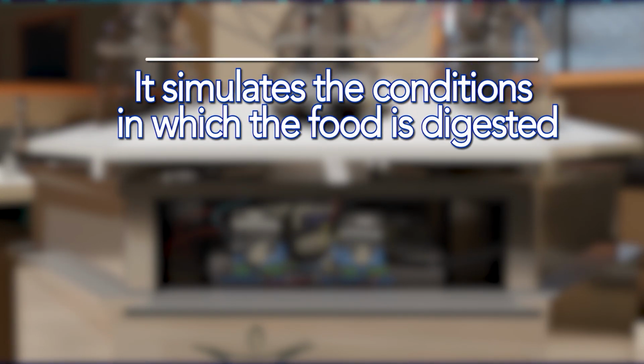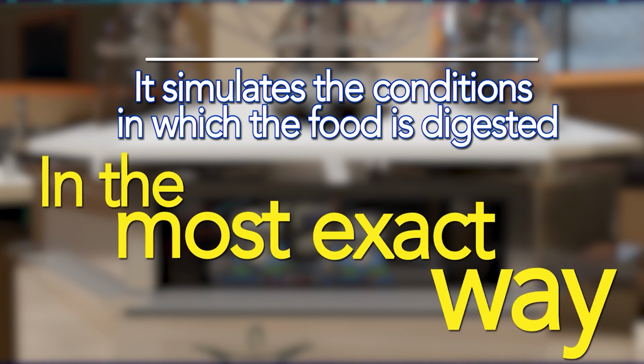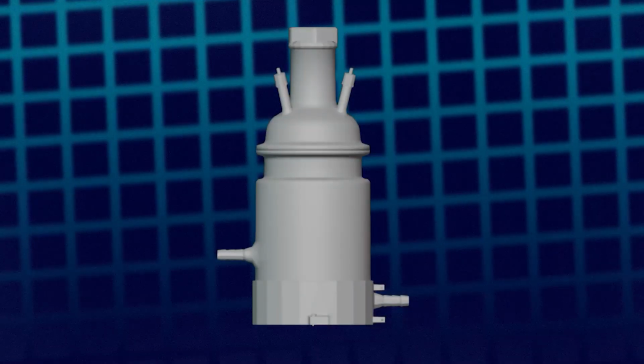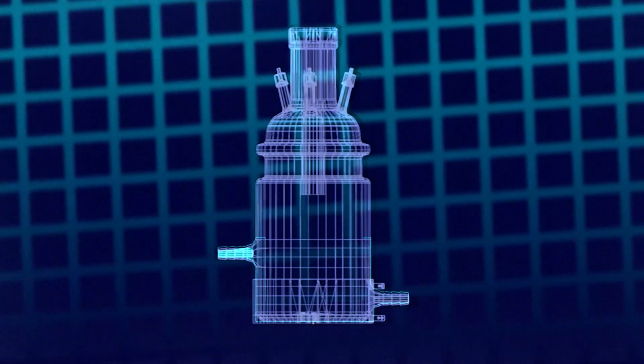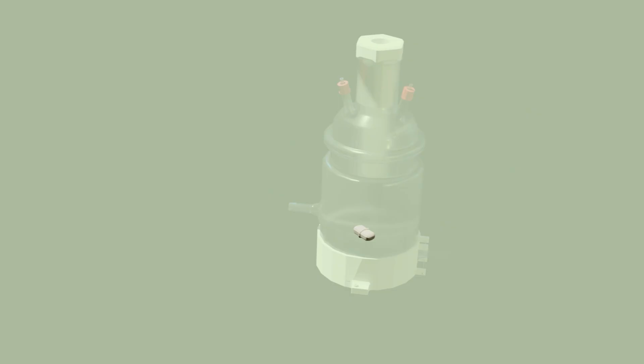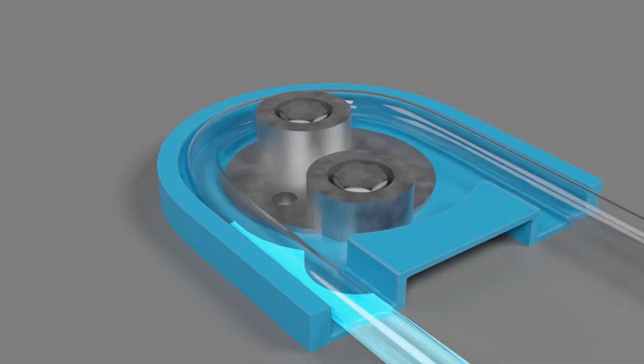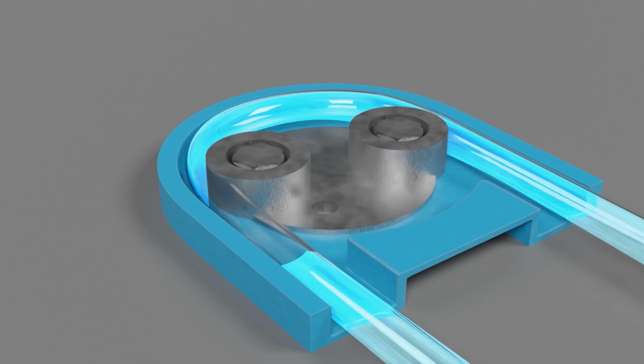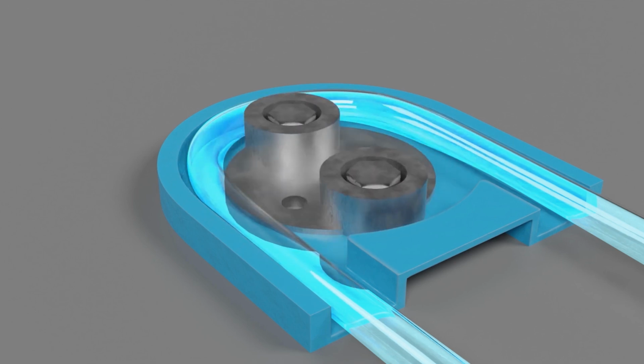The UKUX operation system consists of simulating the conditions in which food is digested by the human digestive system in the most exact way. The temperature is regulated by the thermal bath around the reactors. Magnets inside each container simulate the agitation of foods and digestion products. Transfer between each reactor is carried out by peristaltic pumps, which simulate the peristalsis movement of living organs.